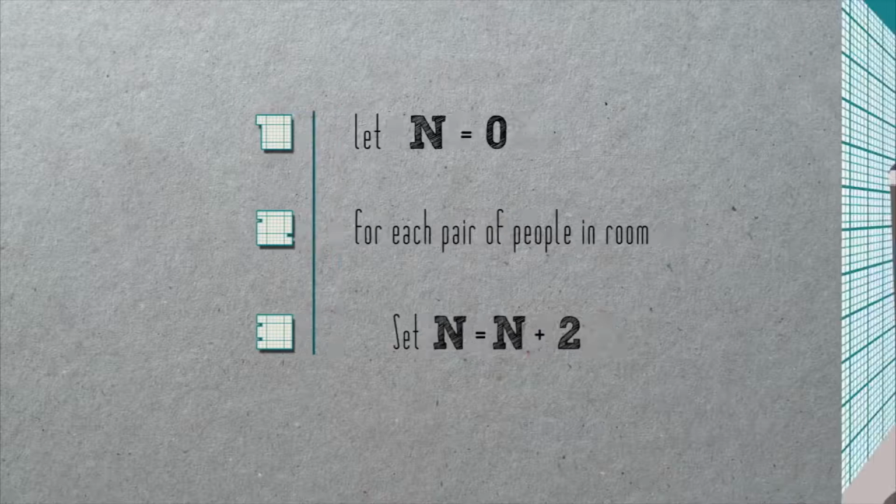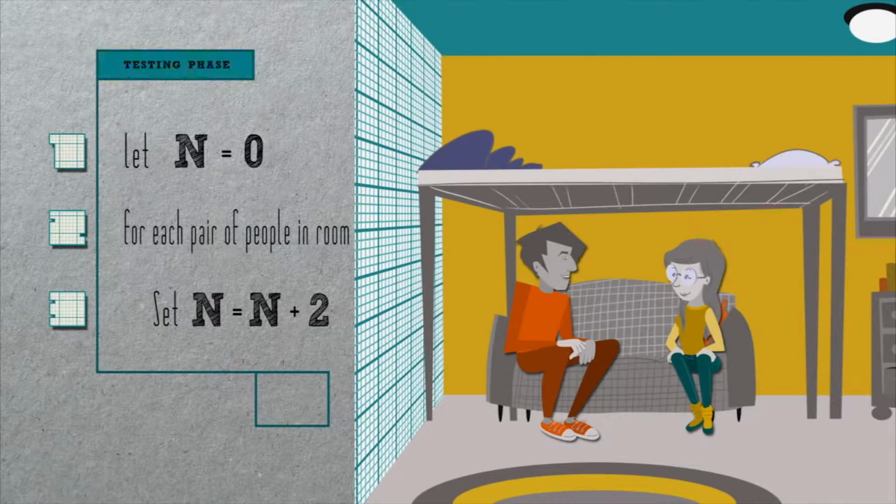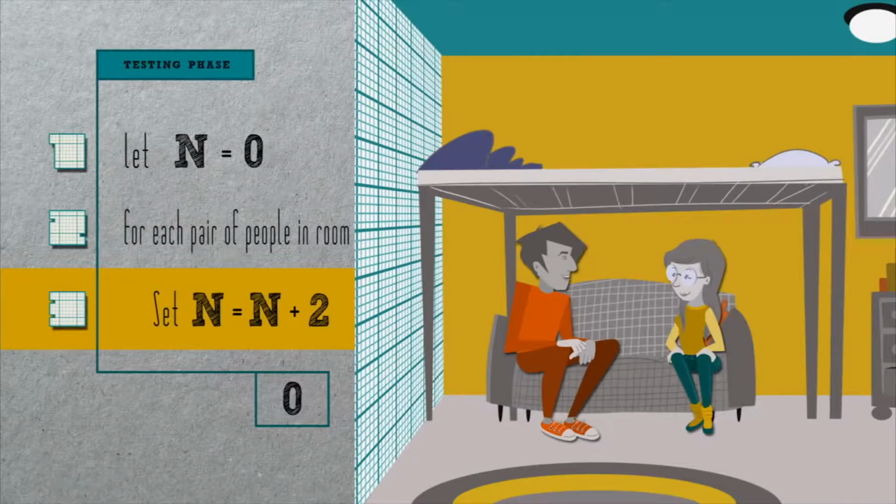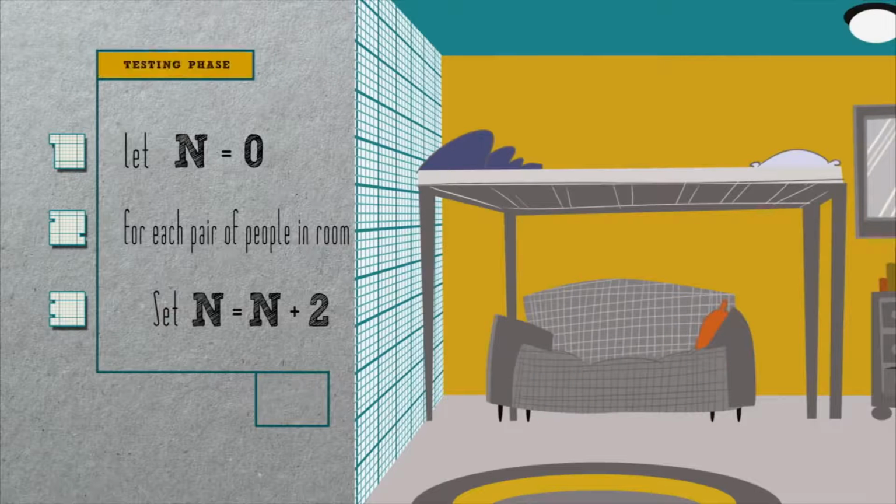But is it correct? Let's see. Does it work if there are 2 people in the room? In line 1, we initialize n to 0. For that one pair of people, we then increment n by 2. And so by this algorithm's end, n is 2, which indeed matches the number of people in the room. Suppose next that there are 0 people in the room. In line 1, we initialize n to 0. As before, line 3 doesn't execute at all, since there aren't any pairs of people in the room. And so n remains 0, which indeed matches the number of people in the room.